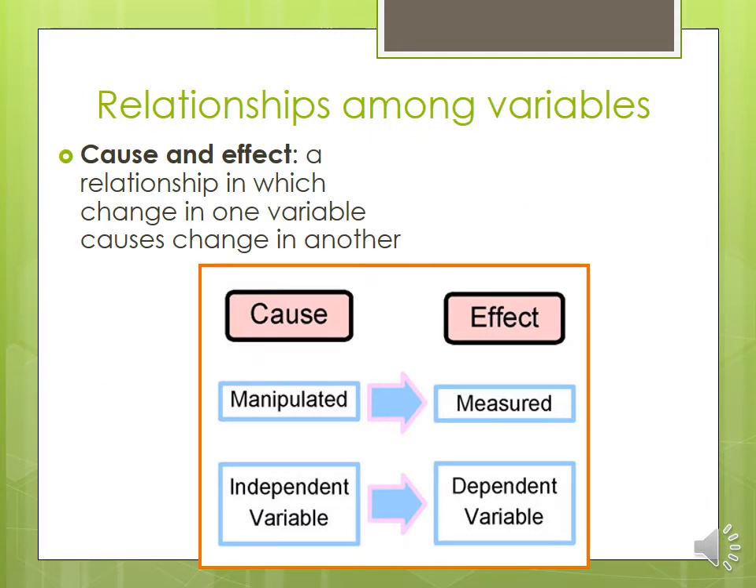Again, when we're talking about experimentation, experiments allow us to make these cause and effect relationships. The cause, or the manipulation, can lead to a change or an effect. The manipulation is your independent variable. The measurement, your dependent variable. The group that gets the manipulation, your experimental group. The group that you're using to just get your baseline data is your control group.